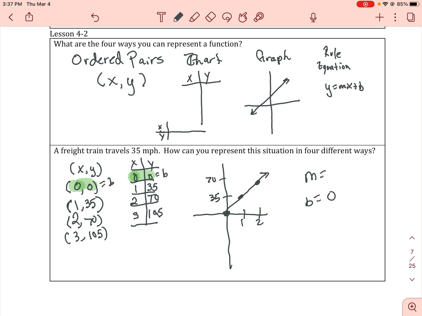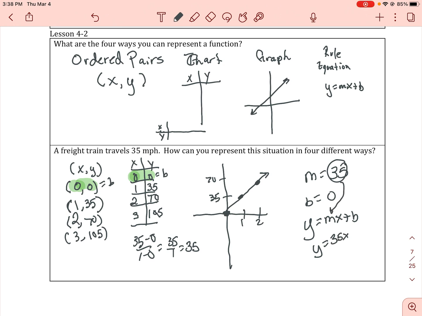And my slope, rise over run, where I can take my 2 points, y2 minus y1 over x2 minus x1, is 35 divided by 1, which is just 35. So my m is 35. When I substitute these into my equation, I get y equals 35x. And then the 0 goes in for b. I don't need to put plus 0, so y equals 35x is my equation.